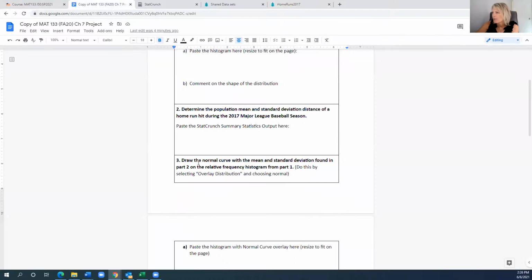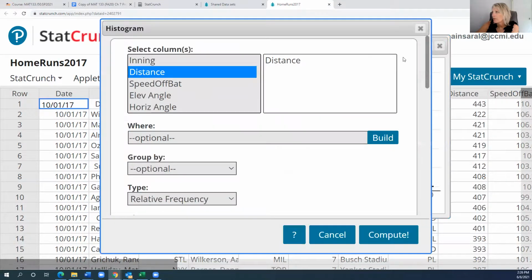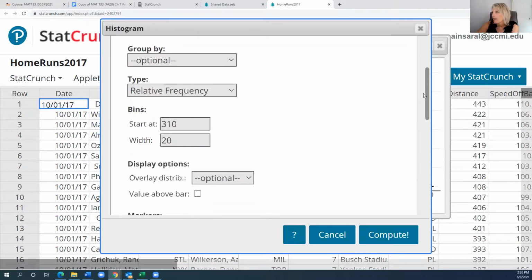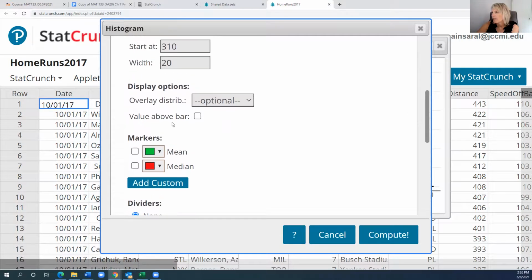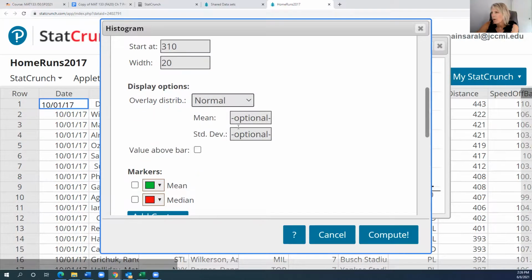Then question 3 says draw the normal curve with the mean and standard deviation found in part 2. So whatever your mean and standard deviation is, you're going to draw a normal curve. And it says you can do this by selecting overlay distribution, choosing normal. So in the edit, you can go back here, and down in here it says display options. So overlay distribution, and you can say normal, and it's going to ask what mean and standard deviation you want. And you can put those in.